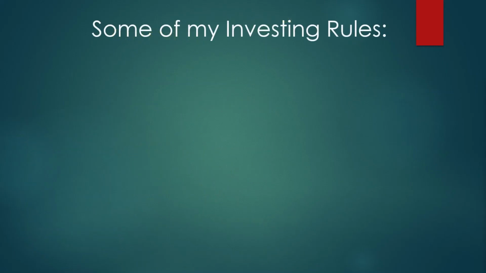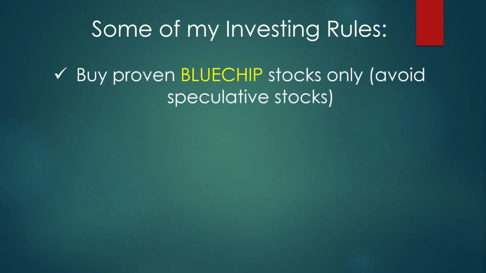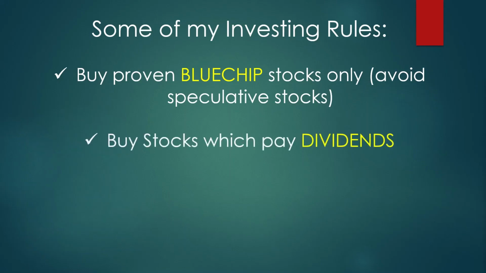Some of my investing rules: buy proven blue chip stocks only, avoid speculative stocks. This ensures the company whose shares you are buying has had a good track record and more likely potential of future growth. Buy stocks which pay dividends. Do a quick search of the stock before buying to ensure it recently paid a dividend or is about to. This is a good indicator that the company has future potential of growth. If the company recently, that is 6 to 12 months ago, stopped paying dividends, it may be a sign that their growth potential may be challenged for various reasons.